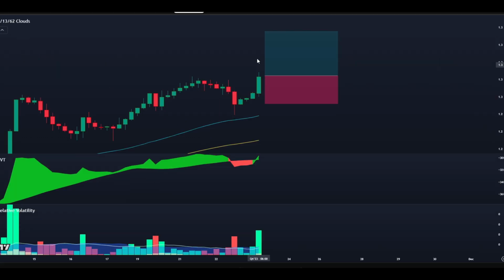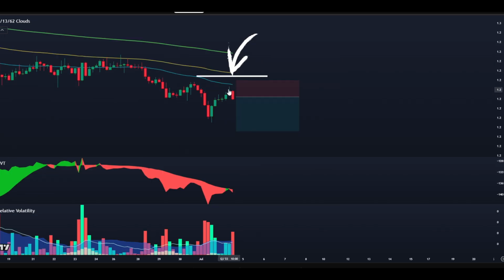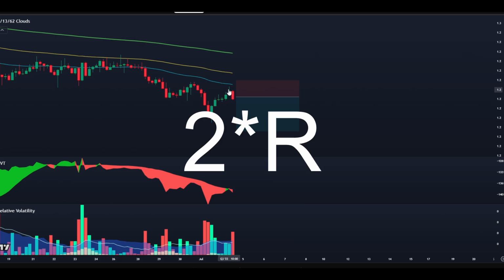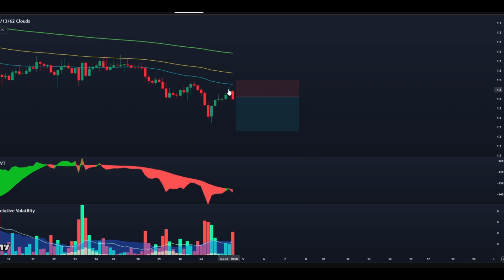Execution rules for all trades. Act on closed candles and enter on the next candle open. For longs, place the stop below the most recent meaningful swing low. For shorts, above the most recent meaningful swing high. Target equals 2R, 2 times the initial risk. If any filter is missing at the close, skip it. No debate.